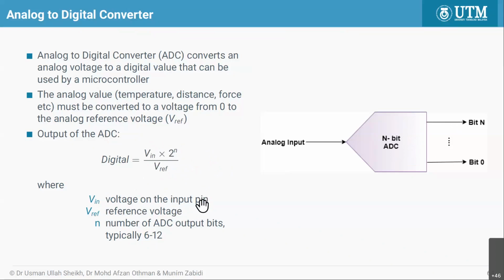The output bits is typically 6 to 12. Can be more, but normally at least 6. If less than 6, it's not really useful.